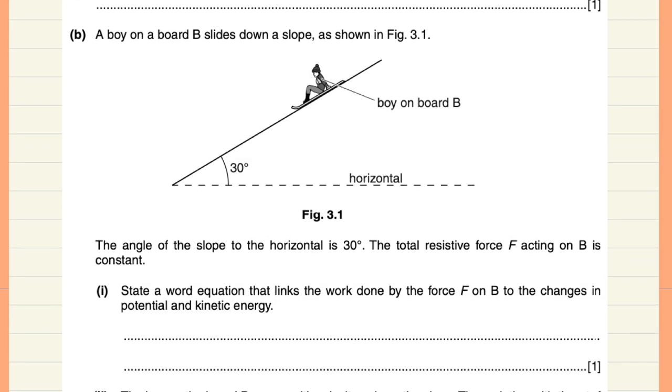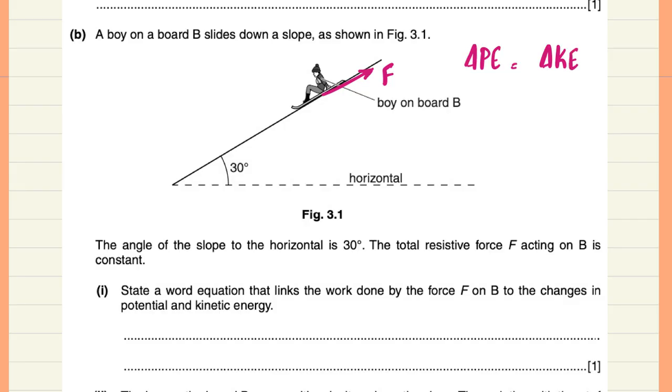Okay, part B. A boy on the board B slides down a slope as shown in 3.1. Angle of the slope is given. Total resistive force acting on B is constant. So the resistive force must be acting up the slope like this. State a word equation that links the work done by the force F on B to the changes in potential and kinetic energy. So as he descends, basically he's going to lose potential energy, and that loss in potential energy will gradually become the change in kinetic energy.